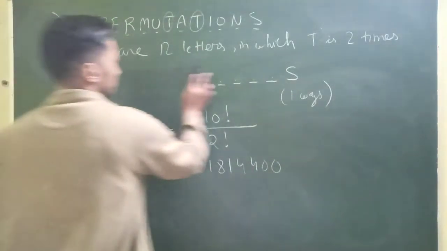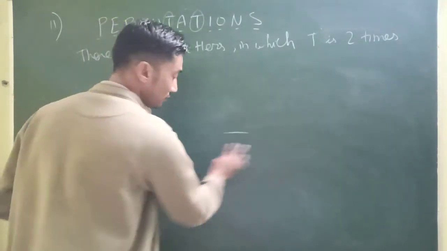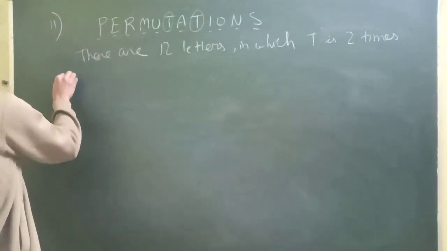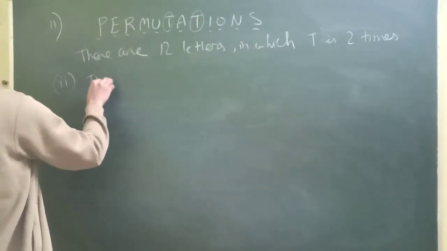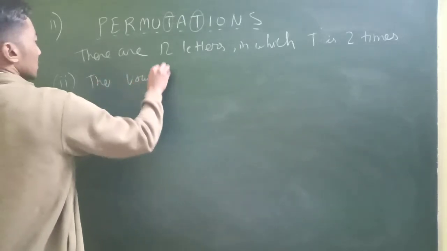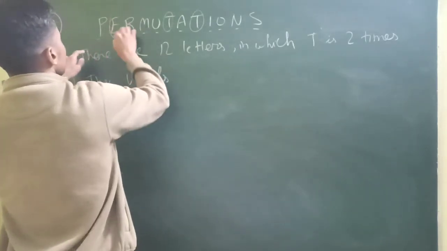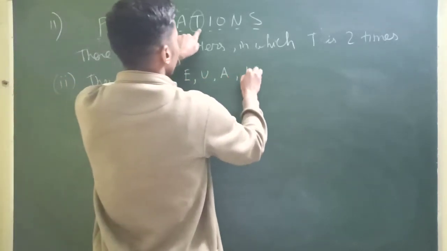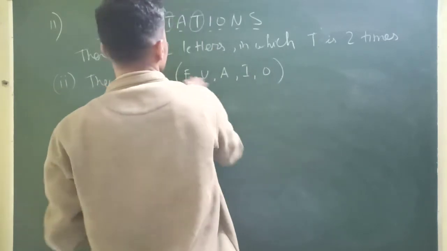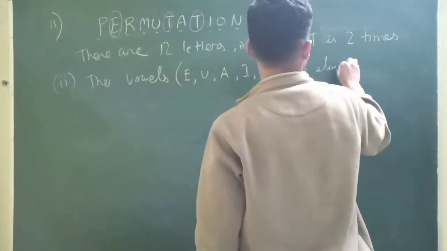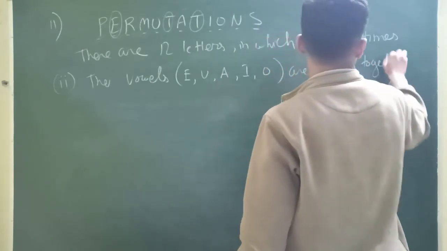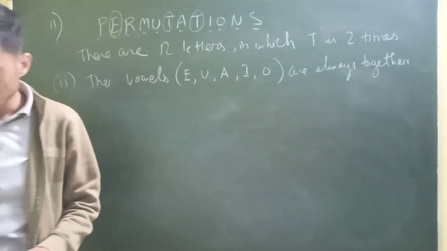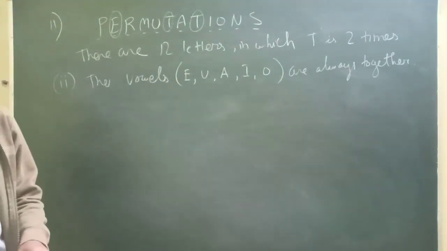Can I rub it off? Yeah. Next. The next question is, vowels are always together. How many vowels are there? E, U, A, I, O are always together. The vowels are always together.